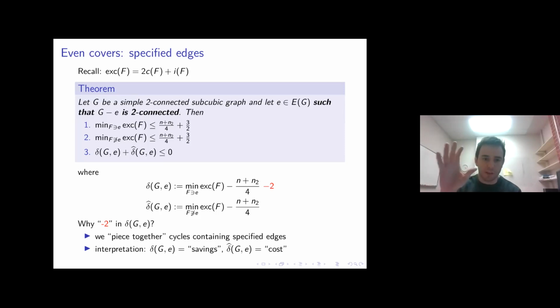And so since we understand that delta is kind of like the savings of going through an edge, and delta hat is kind of intuitively the cost of not going through the edge. And so, as I stated earlier, the third statement in our main theorem, or a rough approximation of our main theorem up above, says that these two balance out. So if one of them is bad, you're going to save enough on the other one.